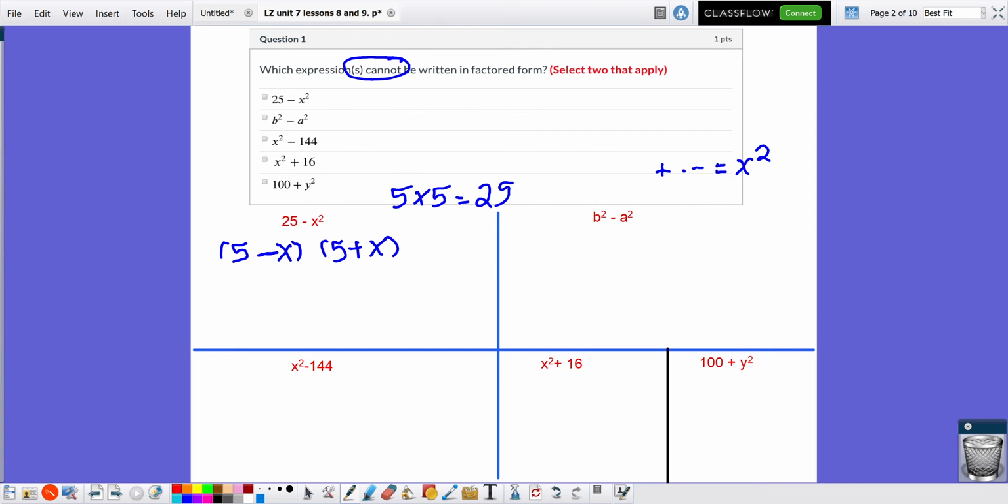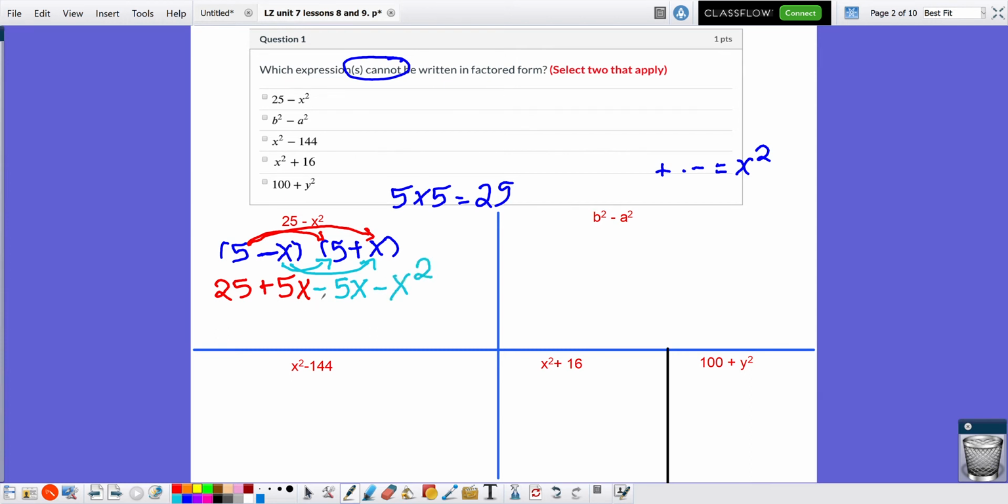So let's check. 5 times 5 is 25. 5 times x, positive x, is positive 5x. So now I will multiply these two. Negative x times 5 is negative 5x. And negative x times positive x is negative x squared.